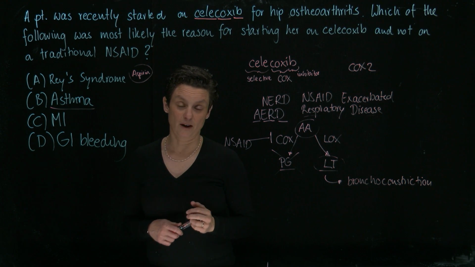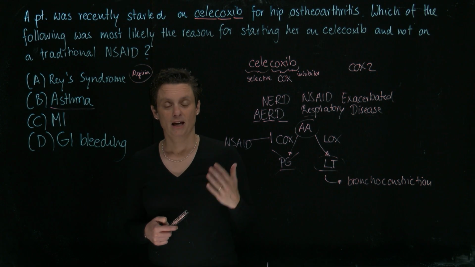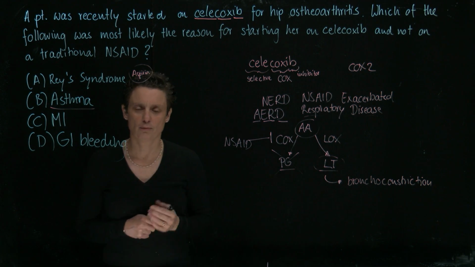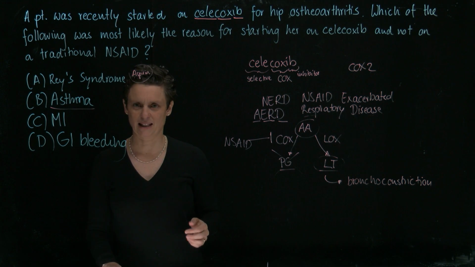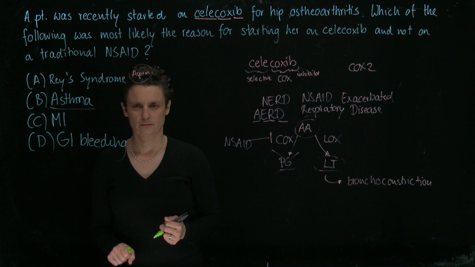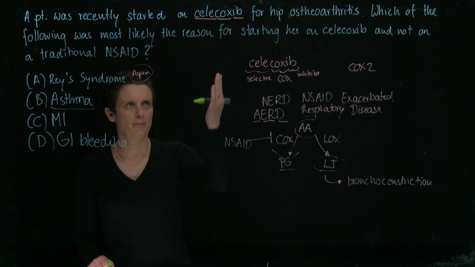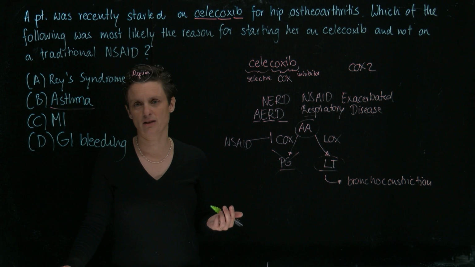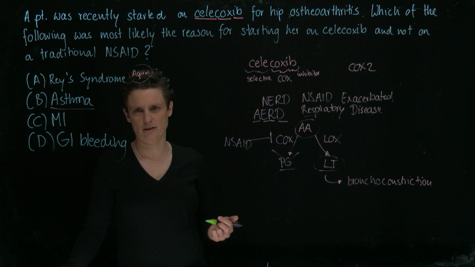Now, what about MI, myocardial infarction? Well, myocardial infarction is actually something that you're more at risk of when you take Celecoxib compared to a traditional NSAID. And that's also the reason why many of these COXibs, the selective COX inhibitors, were taken off the market, and now we have only Celecoxib left.